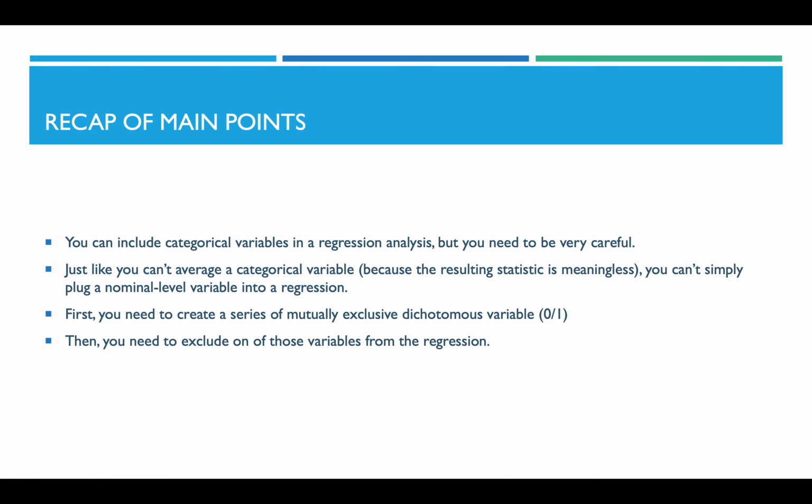So to recap the main points from this lesson, we've said you can include categorical variables in a regression analysis, but you need to be very careful about what you're doing. Just like you can't average a categorical variable because the resulting statistic is meaningless, you can't simply plug a nominal level variable into a regression model. You have to do some extra data manipulation. First, you need to create a series of mutually exclusive dichotomous variables, and then you need to pick one of these dichotomous variables to exclude from the regression analysis. The excluded value will be the baseline category that you compare all of the other categories to.